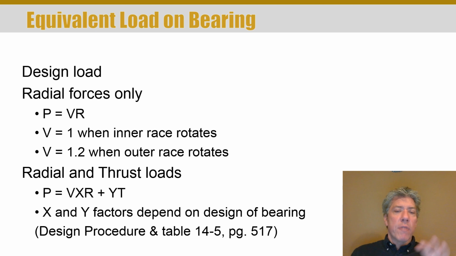Now, sometimes you'll have radial and thrust loads applied to a bearing. In that case, what we're going to do is basically calculate an equivalent radial load from it. Now, V is as it was before in this equation for P. P equals VXR plus YT. V is just as it was before, but now R is the radial load while T is the thrust load. And you'd want the units to be the same, both pounds or, say, newtons. But X and Y are factors that depend on the design of the bearing.